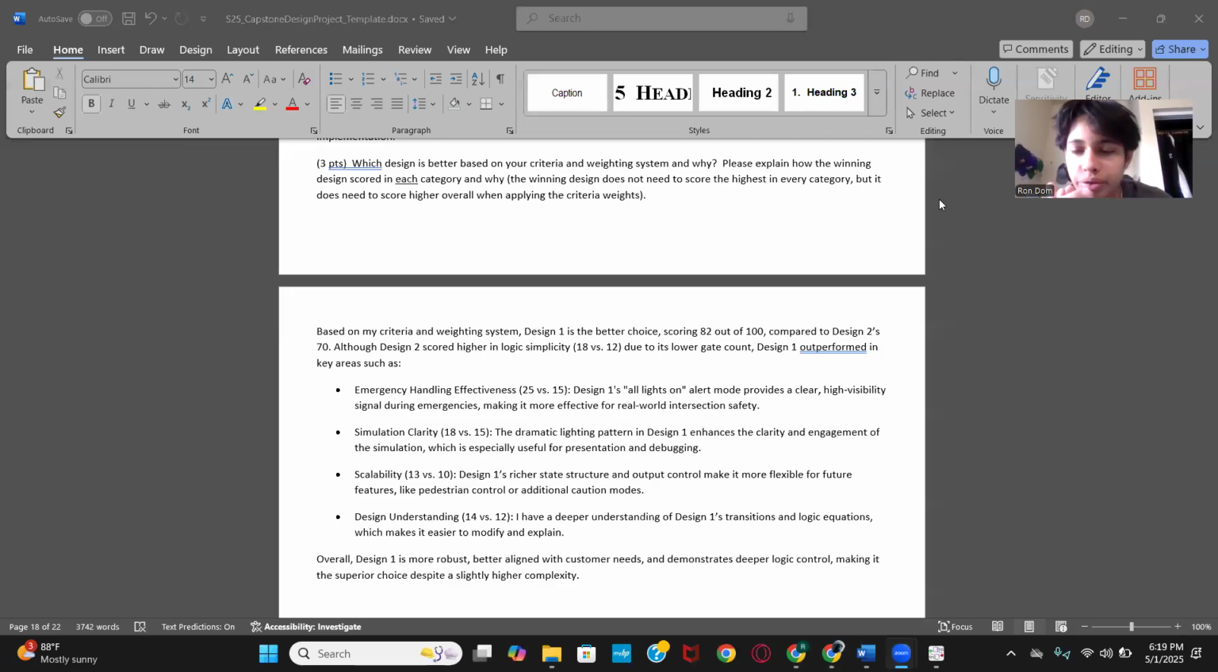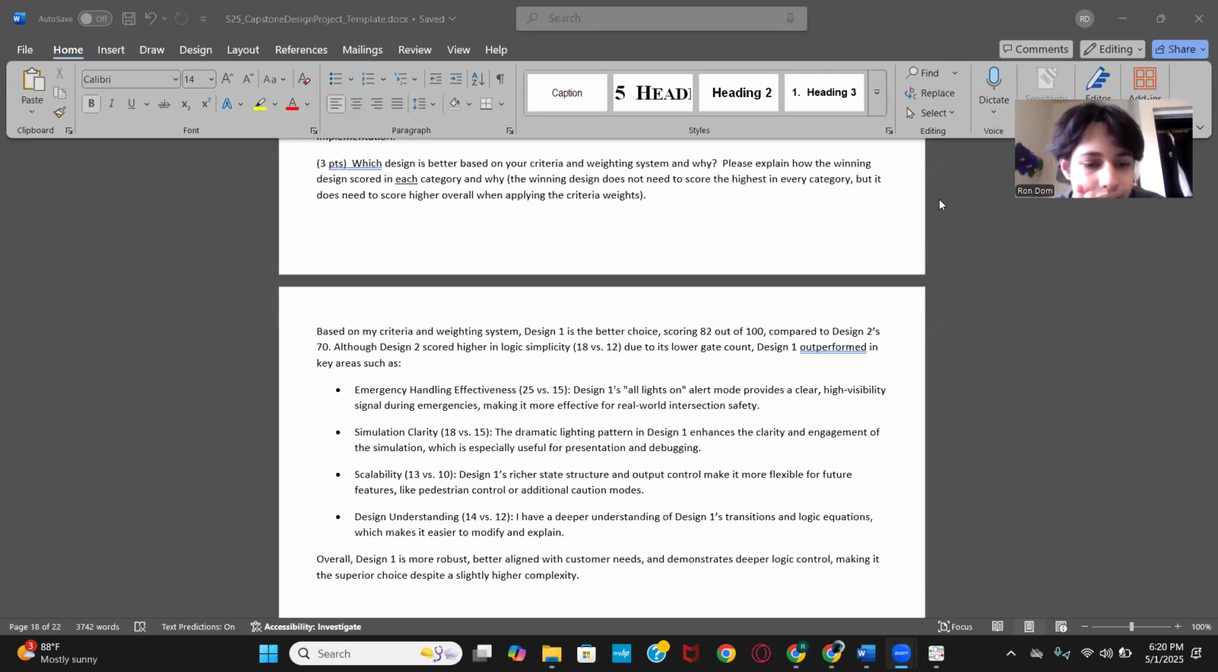I'll briefly go over the individual scoring. Design one scored higher in every category except one. Design two scored higher in logic simplicity, 18 points versus 12, due to its lower gate count. But design one outperformed in key areas such as emergency handling effectiveness, 25 versus 15, since its all lights on mode provides clear and high visibility during emergencies.